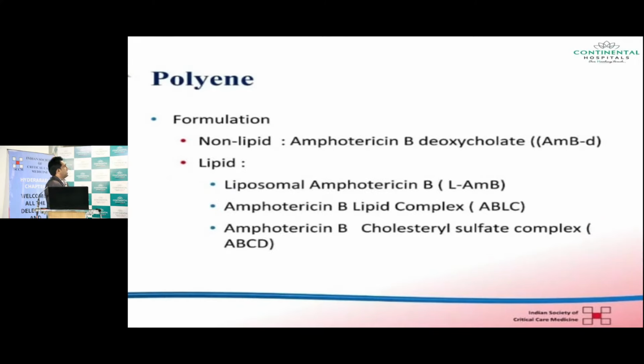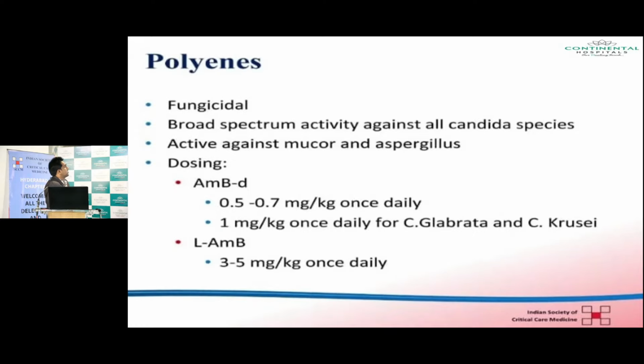So the polyenes. The standard preparation is the non-lipid preparation, amphotericin B deoxycholate, and the lipid preparations, which are liposomal amphotericin B and the amphotericin B lipid complex. These two are available for treatment, whereas amphotericin B cholesterol sulfate is out of the market. The polyenes are fungicidal and have broad spectrum activity which can cover all Candida species. They are active against mucor and aspergillosis.